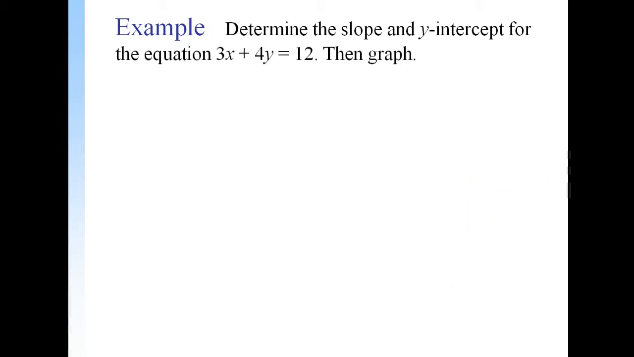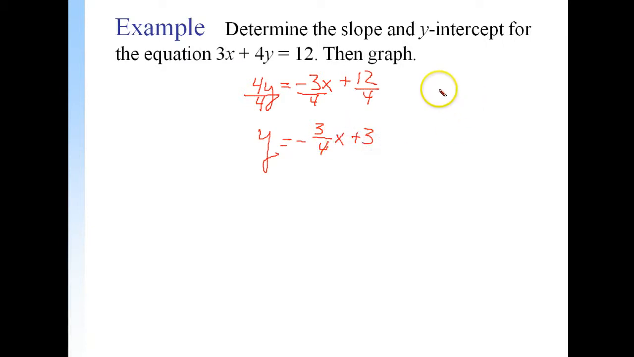Okay, now they're giving us a formula in standard form, and they want us to graph it. So for y, we want to solve for y. So we're going to transpose the x term. Going to the other side, it just changes its sign. We're going to divide everything now by 4. This becomes y equals a negative 3/4 x plus 3.